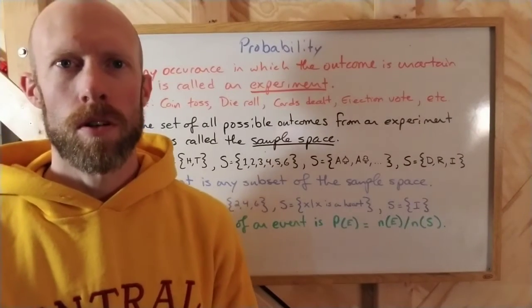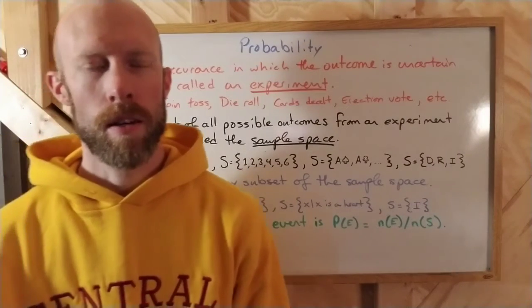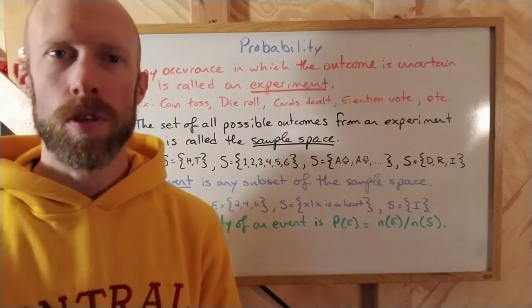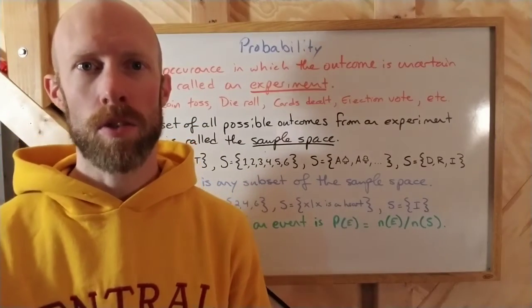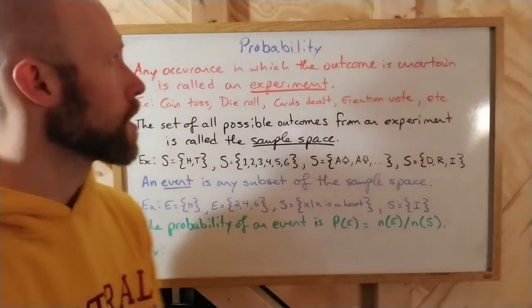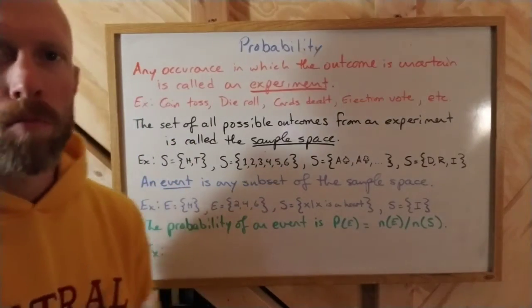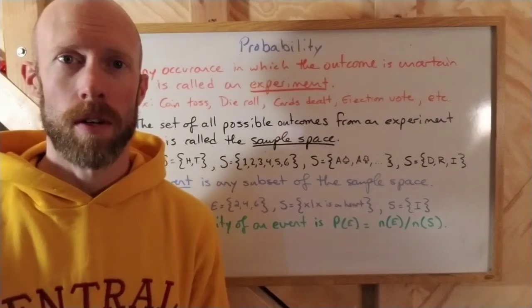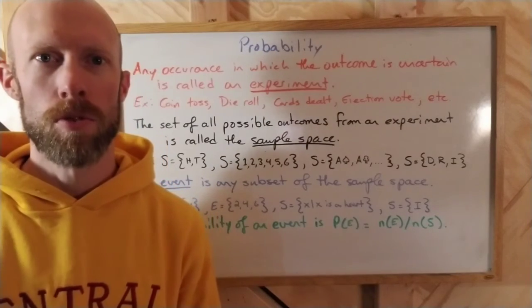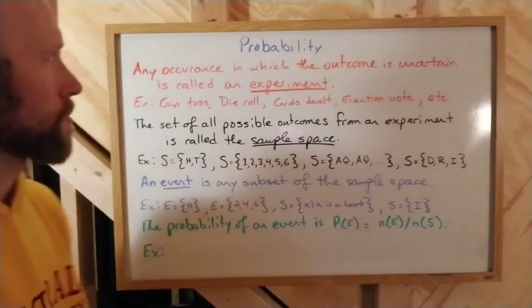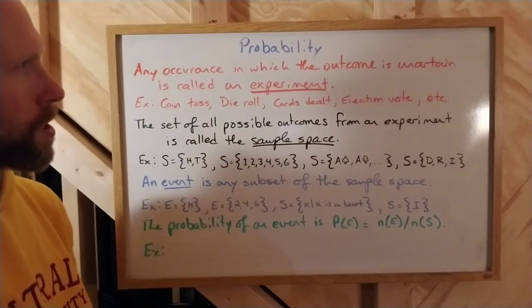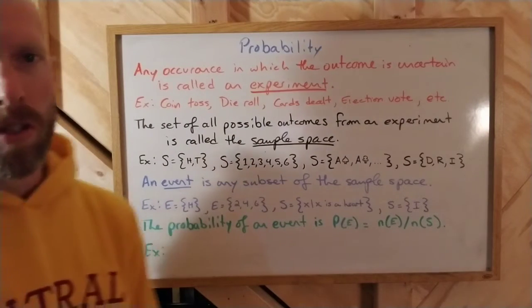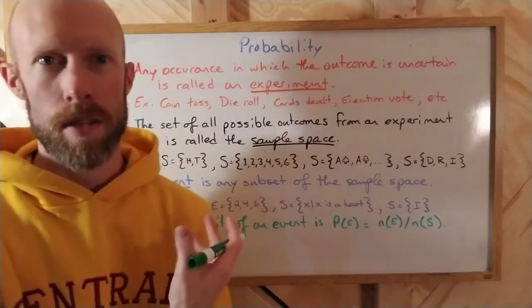Next, we're going to start looking at probability more specifically, using our counting, permutations and combinations to help us calculate probabilities. A couple of really important definitions are going to follow through our discussion of probabilities. First one is an experiment. Any occurrence in which the outcome is uncertain is called an experiment.